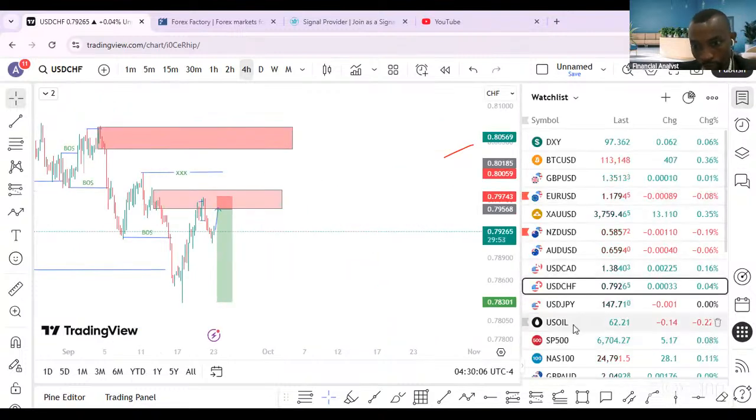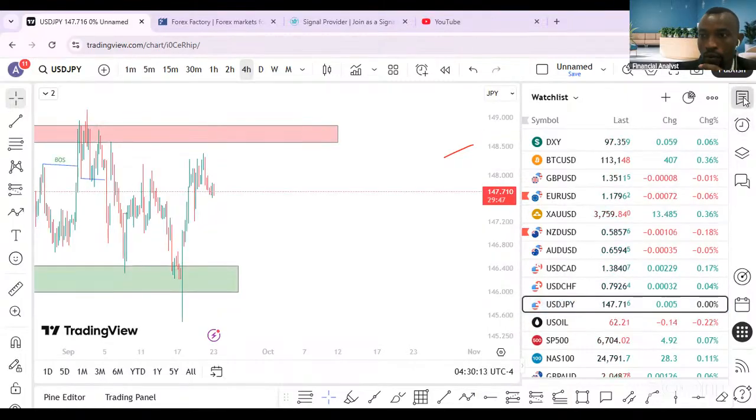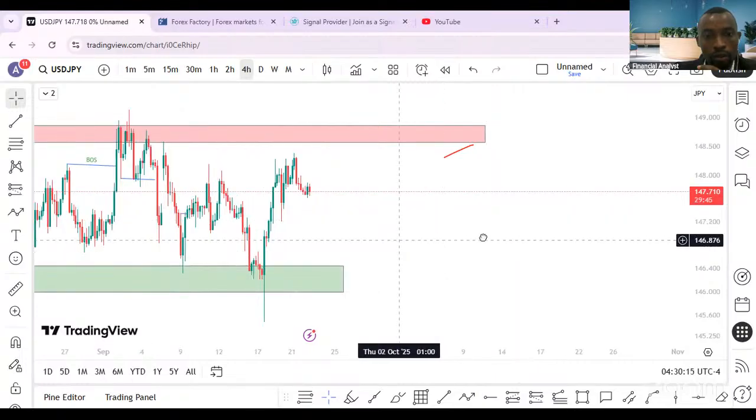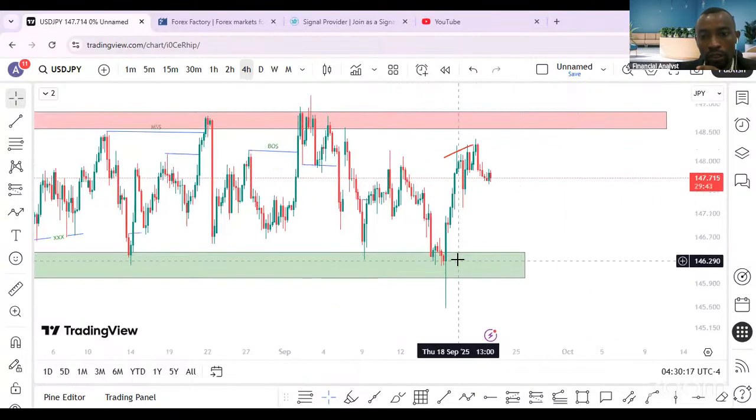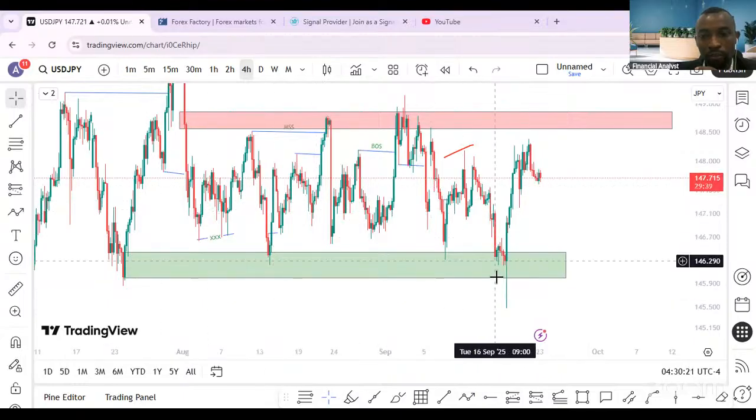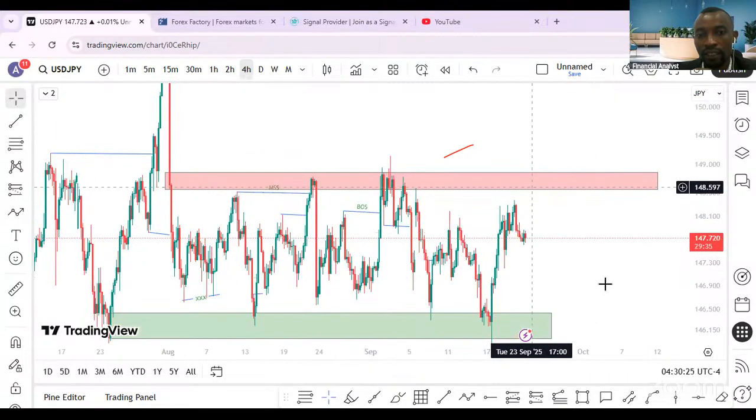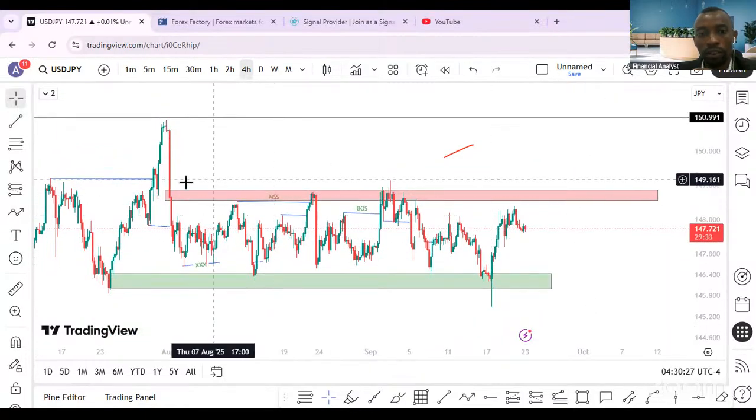So lastly, USD JPY. Okay, price has, you can see we are ranging. Price has come, swept liquidity below this range. Then the next liquidity to be taken now is the liquidity above here.